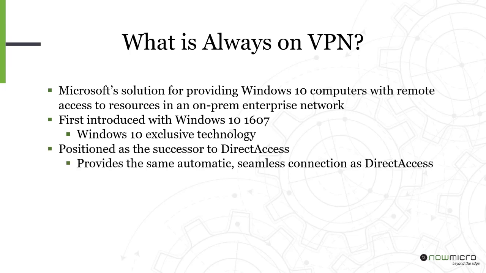Microsoft has positioned Always On VPN as the successor to Direct Access. So if you're not familiar, Direct Access is another Microsoft remote access technology that was released back with Server 2008 or 2008 R2, I believe. And both technologies provide the same automatic and seamless connection and are pretty close to having feature parity. However, there are still some differences between the two, and we'll take a quick look at those.